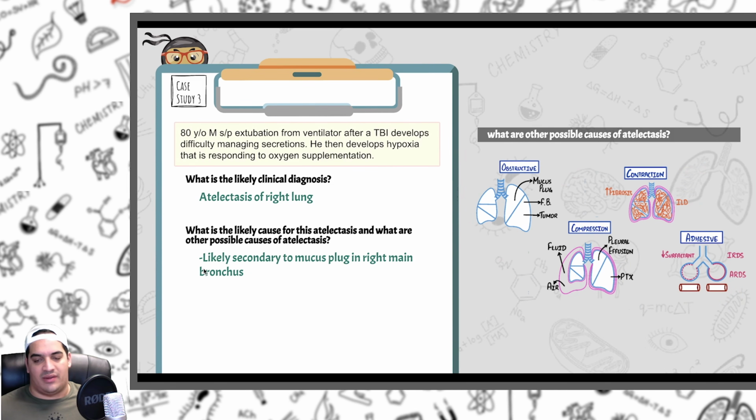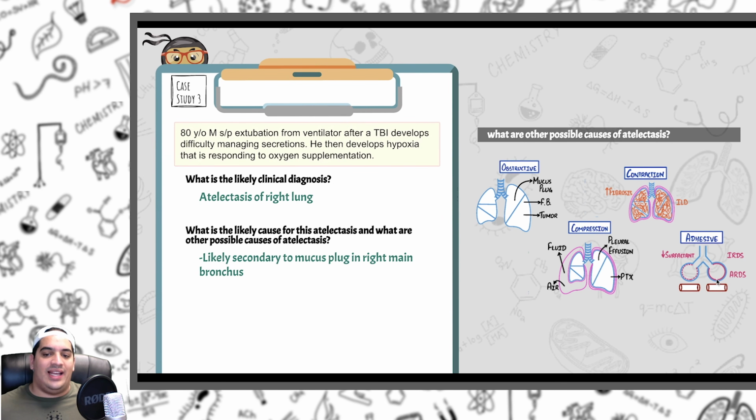But there's many other causes of atelectasis. It could be obstructive. In this case, I think it is obstructive. They could have a tumor. They could have a foreign body, like a big old peanut stuck within the right bronchus. They could have a mucus plug because they're not able to manage their secretions. Sometimes it can be due to compression, so pleural fluid or pneumothorax within the pleural cavities pushing down and squeezing on the actual lung.